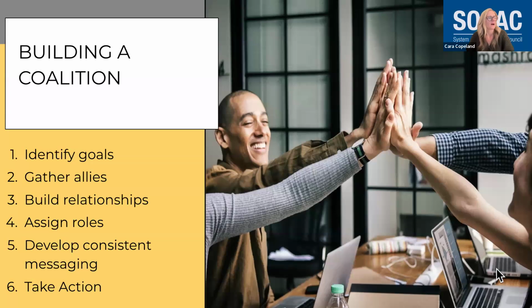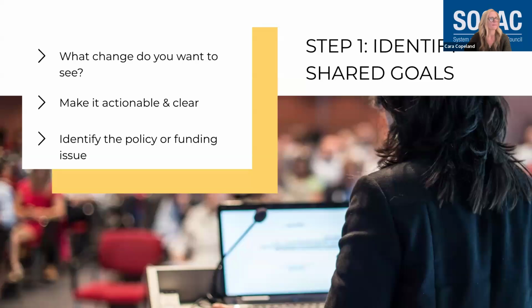All right. Now, if you can't find someone who is working on the issue that you want to work on, maybe you need to build your own coalition. So we're going to go through a few of these 6 actions that you might want to take. Step 1 in your coalition is to identify some shared goals. What is it that you want to see changed? Make sure that your goals are actionable and clear, and keep focus so that everyone understands what you're working on and working towards.